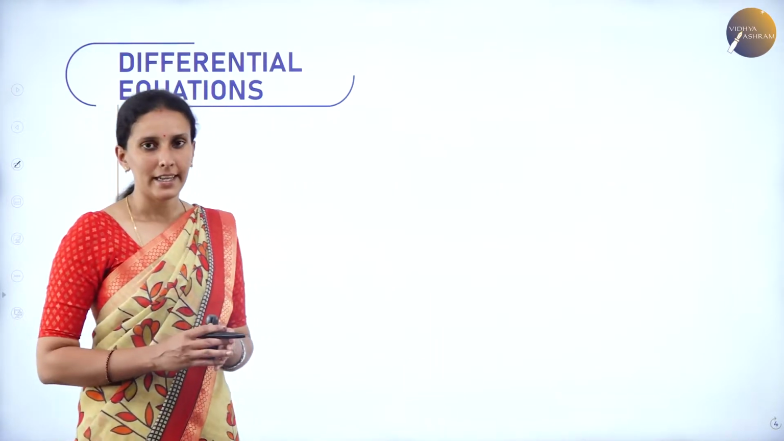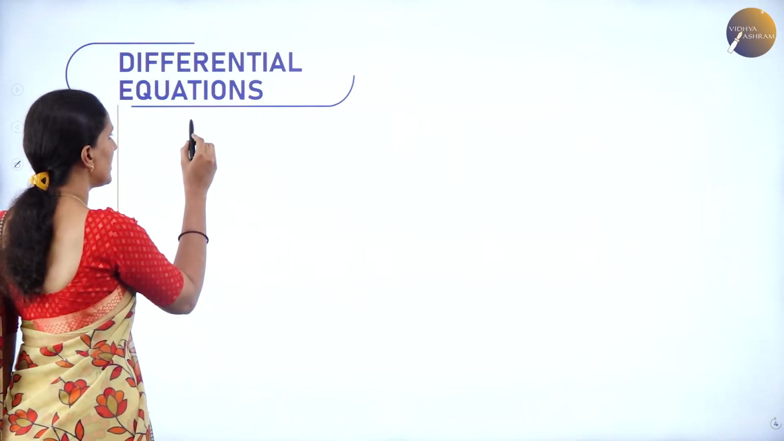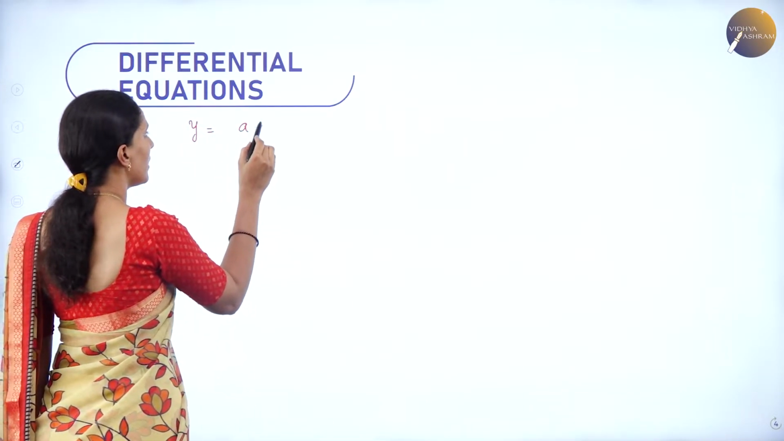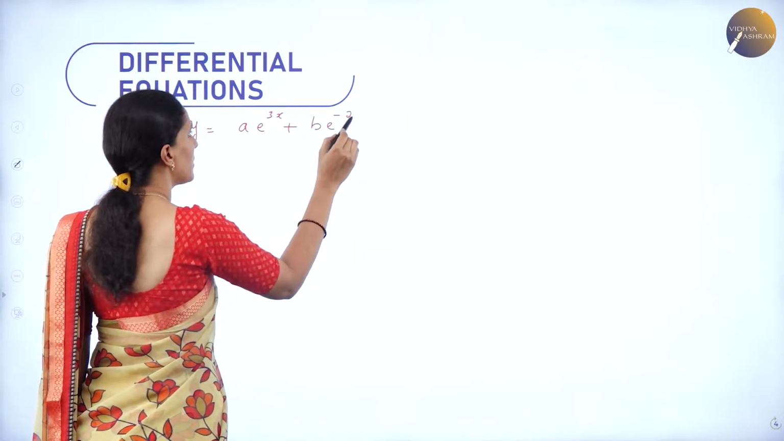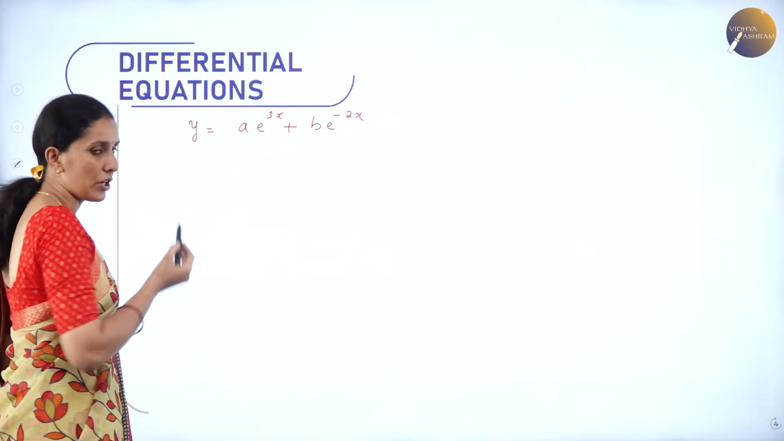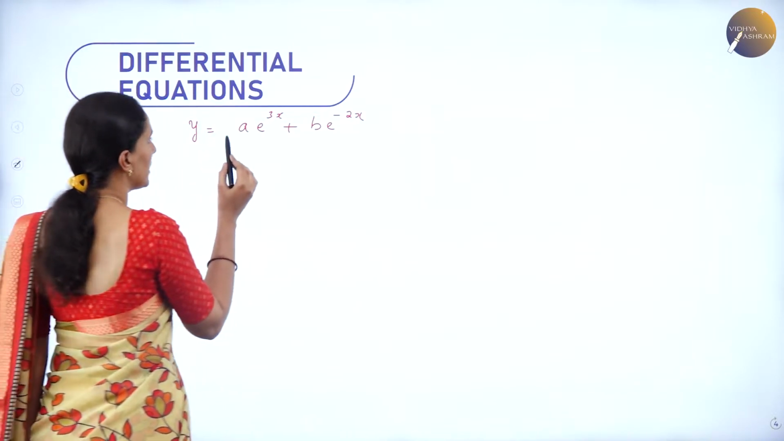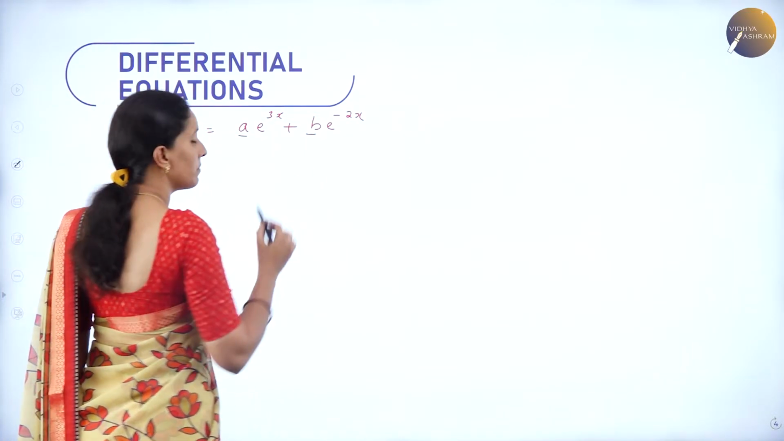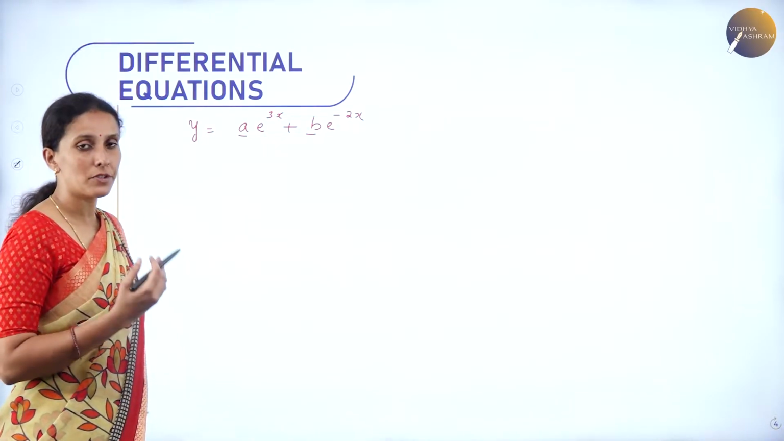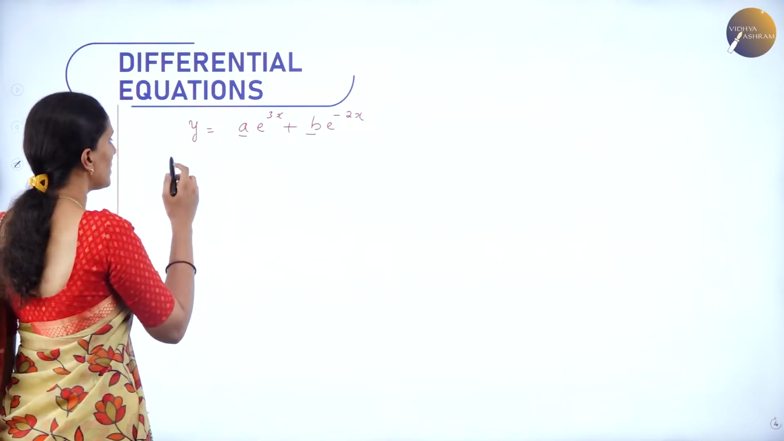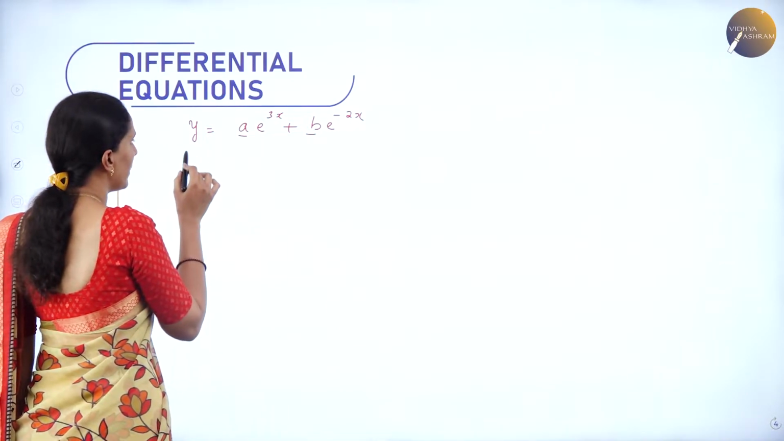So, let me take the example y is equal to a e power 3x plus b e power minus 2x. We have two arbitrary constants here, one is a, another one is b. We have to eliminate them. To eliminate them, we will do some steps for simplification. So, let us differentiate it.